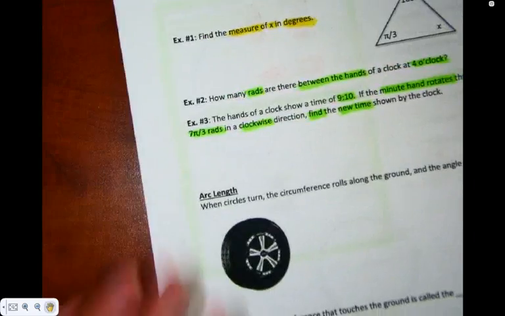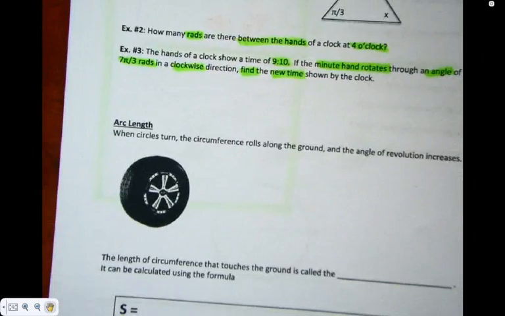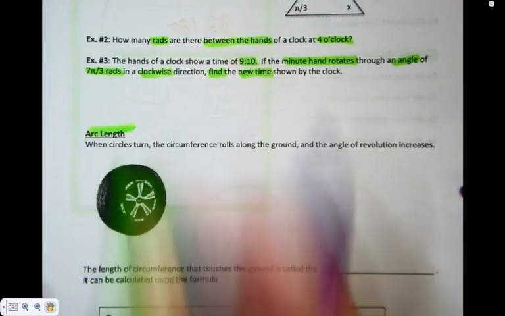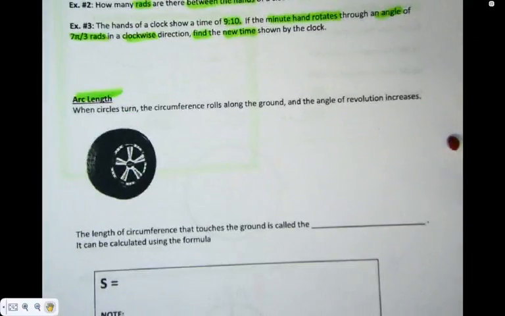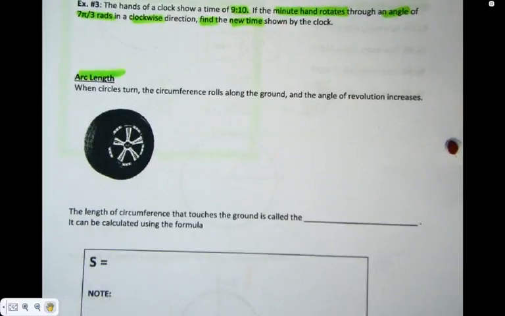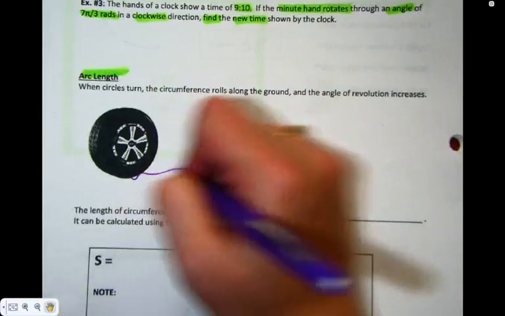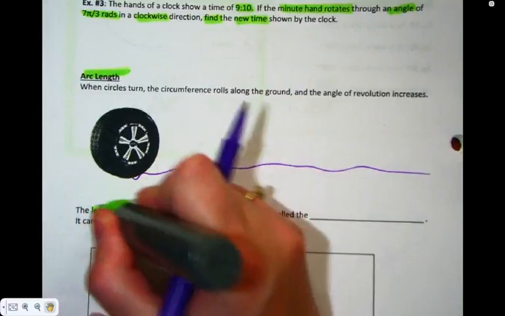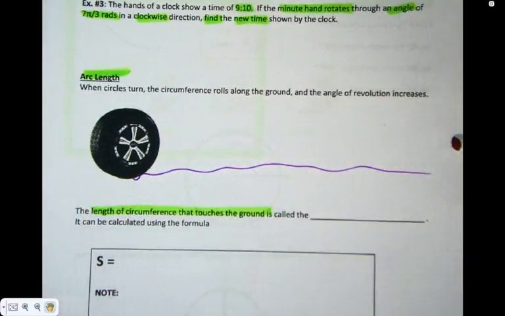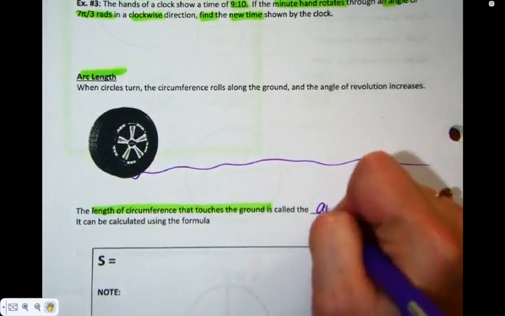Okay, we're going to look at a new application of angles which is called arc length. This is brand new to you. Little definitions about circles. When circles turn, the circumference rolls along the ground and the angle of revolution increases. Nothing surprising there. We know what happens as a tire rotates. So what's actually touching the ground is the circumference of the circle. The length of the circumference that touches the ground is called the arc length.